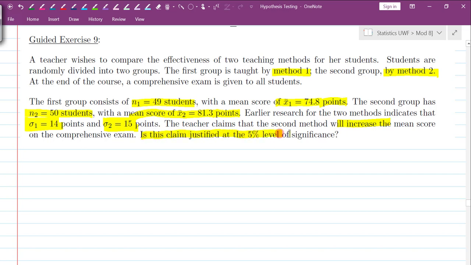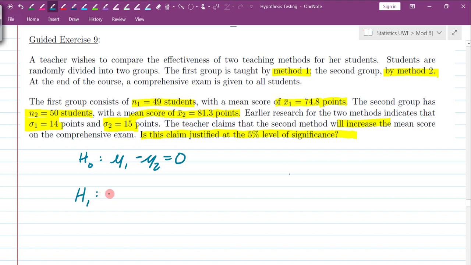Is this claim justified at the 5% level? Okay, so we're asked to test the teacher's claim that the second method will increase the mean score on the comprehensive exam. An easier way sometimes to look at this is to say, okay, mu1 minus mu2 equals 0. I got that part, okay?